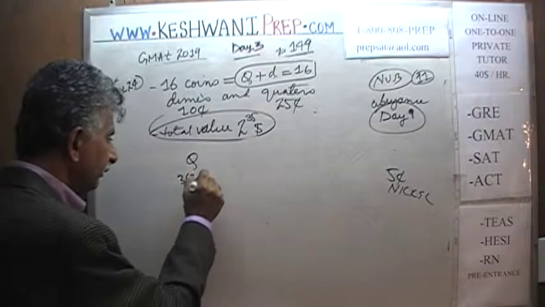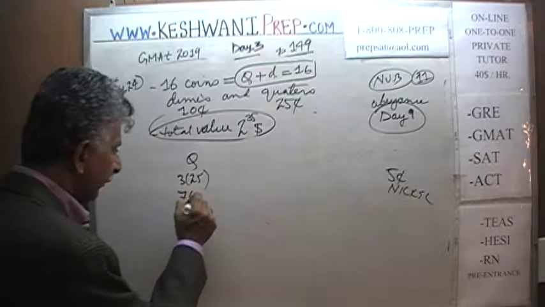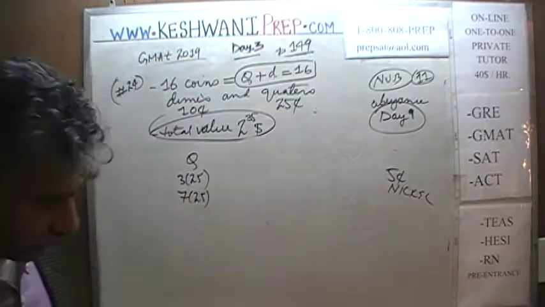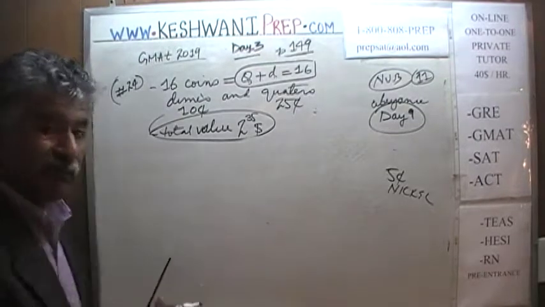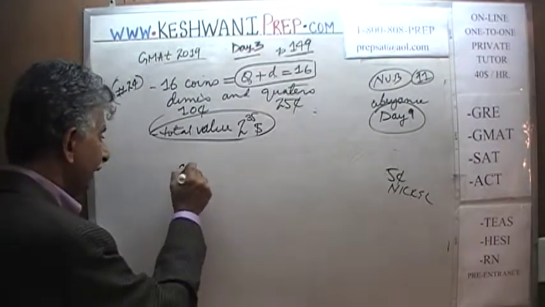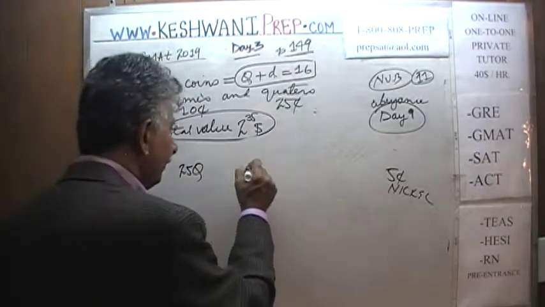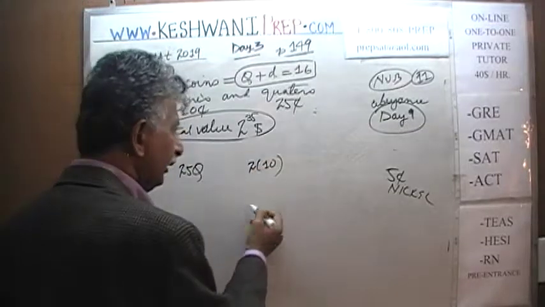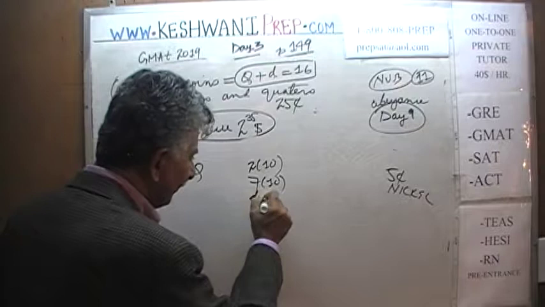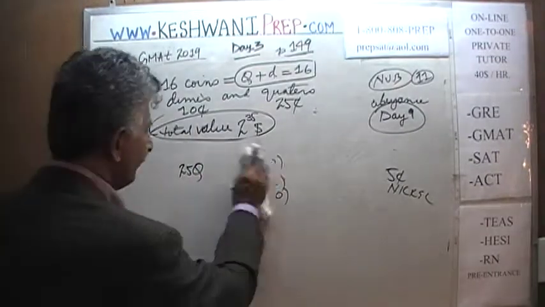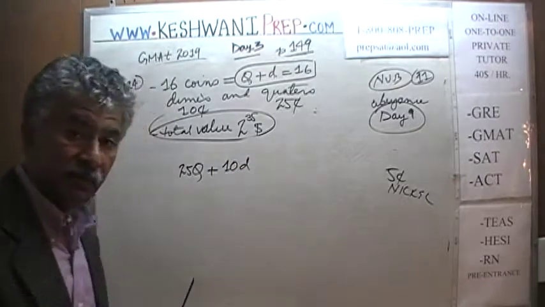So if we had three quarters, then 3 times 25 would be the amount of money that we have. If we have 7 quarters, then 7 times 25 would be the amount of money we have. If you have 10 quarters, it'll be 10 times 25. Therefore, if we have q quarters, it'll be 25 times q, the value of it. And similarly, if we have 2 dimes, that's 20 cents. If you have 7 dimes, that's 70 cents. If you have d dimes, it's d times 10. D times 10 or 10d is the same thing.